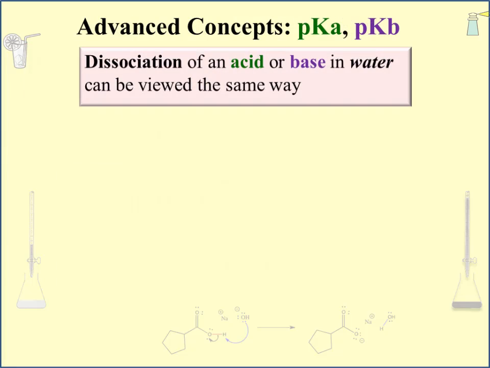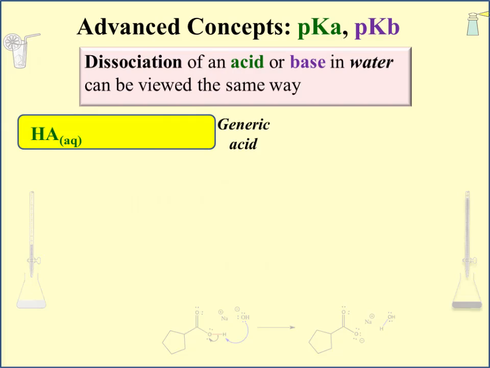Dissociation of acid or base in water can be viewed the same way. An aqueous acid, shown here as the generic HA, will sometimes dissociate into hydrogen ion, hydronium ion, and a conjugate base, A-. That is the formation of an electrolyte. Importantly, the reaction goes in both directions. That's what the double arrows tell us.